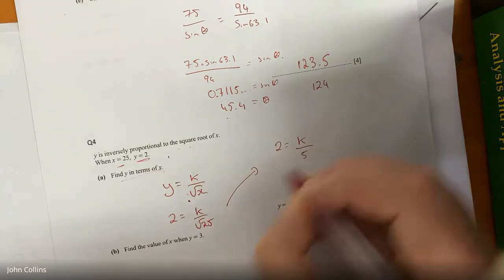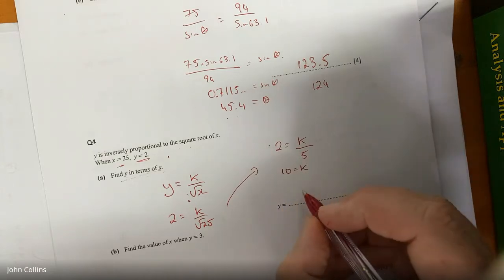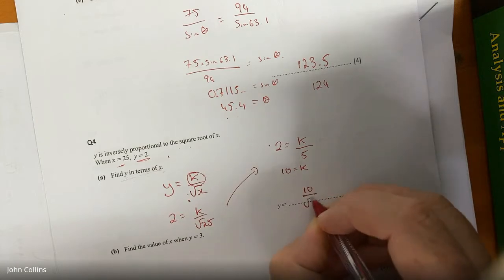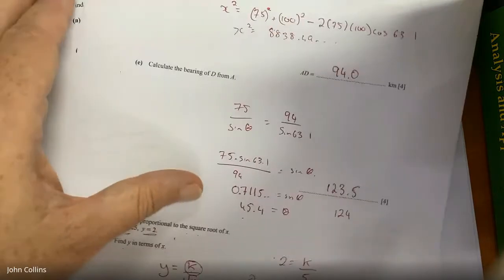Yeah. K over 5, the square root of 25. 5 times 2 is 10. So you could replace this with 10. Y is equal to 10 over root x, not k over root x. That's the answer.